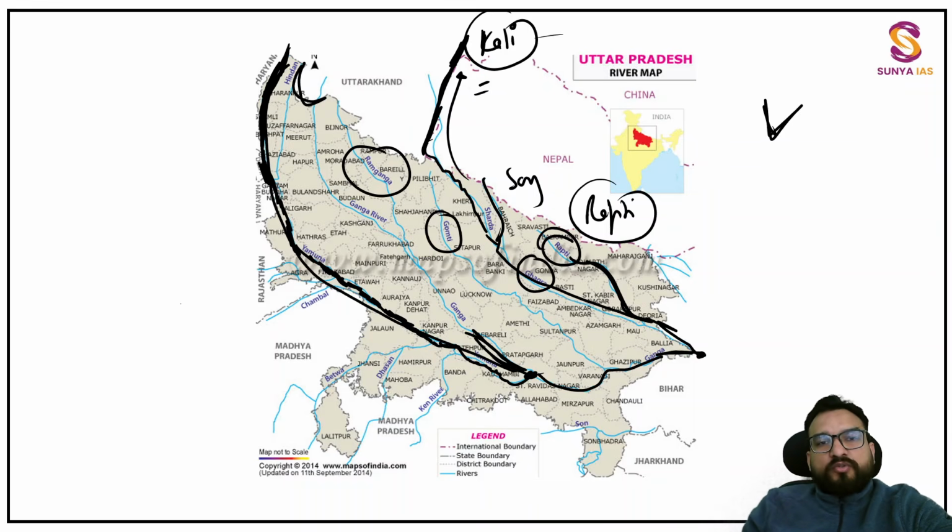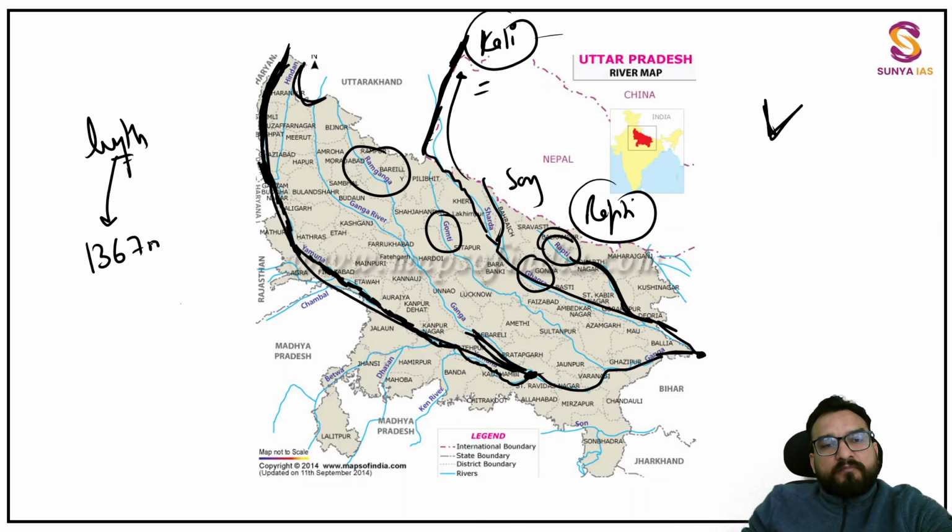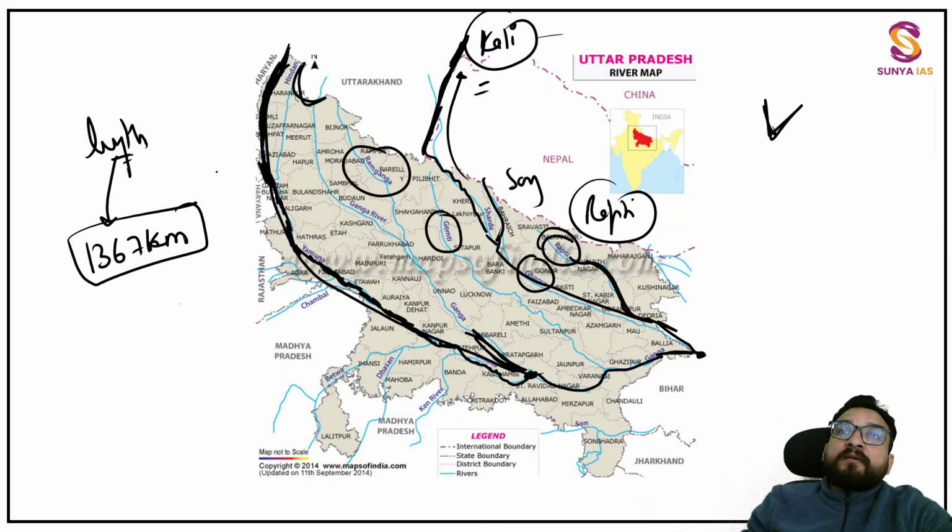So if I ask you the length of Yamuna, you must be wondering, right? So it is somewhere around 1367 kilometers, not in meters. Rivers are in kilometers, guys. Okay? Mountains are in meters. Okay? So keep that in mind. So somewhere if I am writing you meter in rivers, so it is kilometer only. 1367 kilometer.